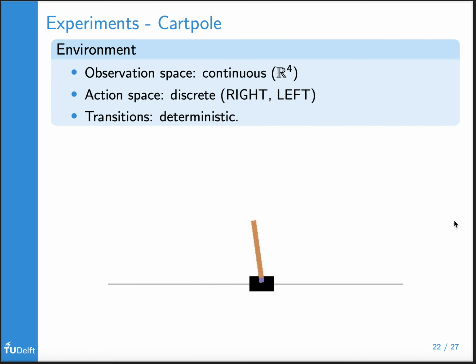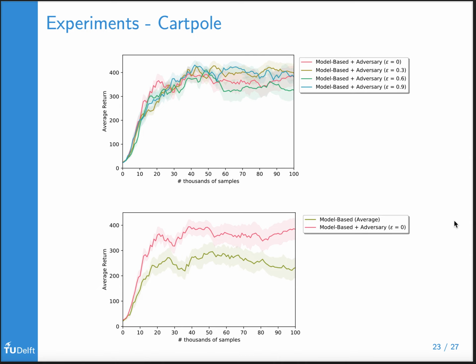We also performed experiments in the cartpole environment, where we have a continuous state space. We can see by the plots that, again, all the agents perform in similar ways, with epsilon 0.3 for the adversary reaching the highest final return. However, this time when we compare the performance with the baseline, we see that it greatly improves the performance when we have an adversary trying to undermine the main agent.